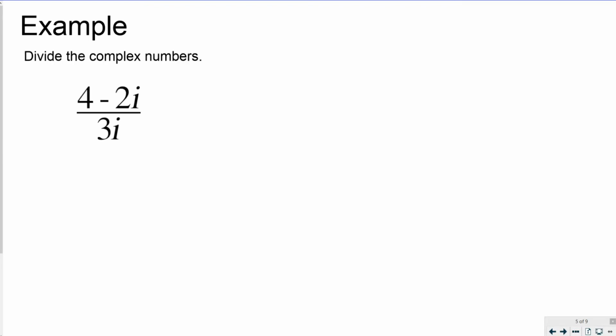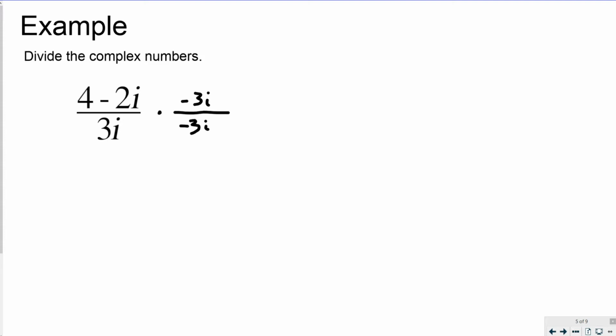So let's take a look at this one. The first one, divide the complex number. So I have 4 minus 2i divided by 3i. So what I am going to know is that I am not allowed to keep an imaginary number at the bottom of a fraction. That is why we are going to do what we are going to do. And this is called multiplying by the conjugate. And we are going to multiply by negative 3i on both the top and the bottom.